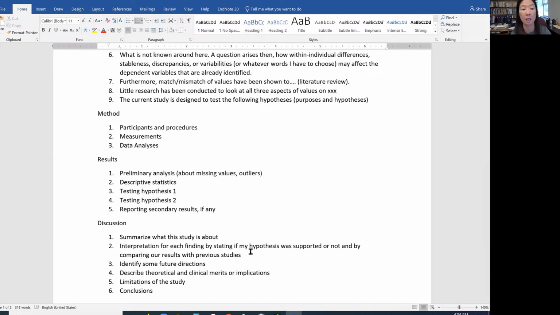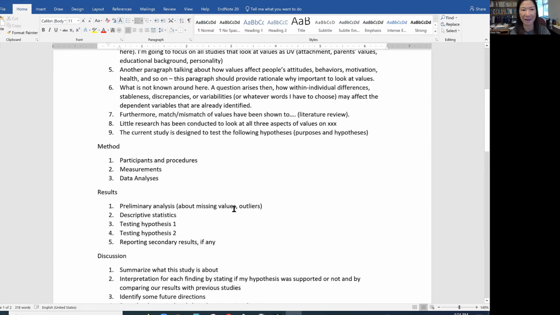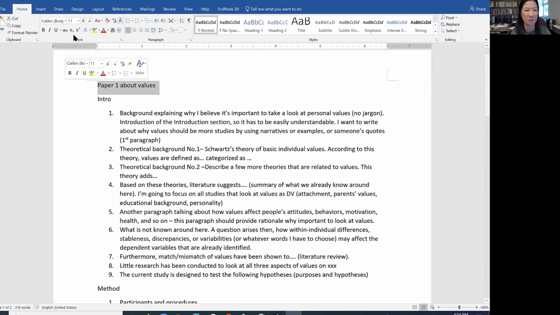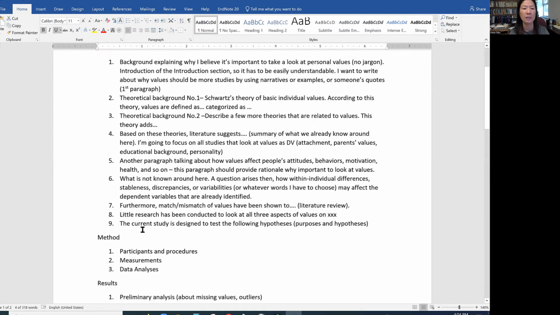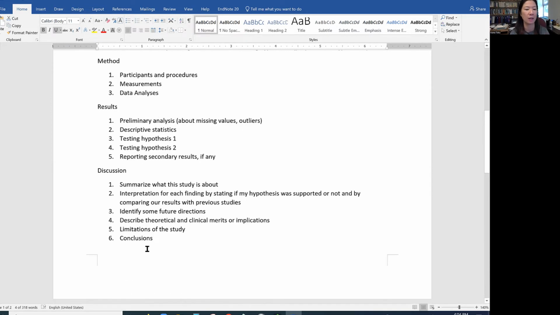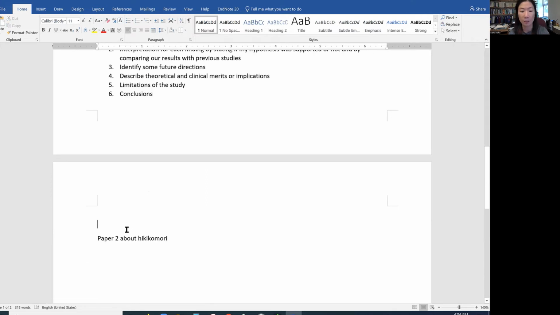I think that's it. So that's kind of an outline that I'm talking about. So this is the first paper. Now I have an outline. Then once I start writing, I will know, okay, this is the first paragraph, and I'm going to give it a second paragraph. So I think this is almost like a map so that I don't get lost. So that's the first one. What about the second one? Second one is about hikikomori.